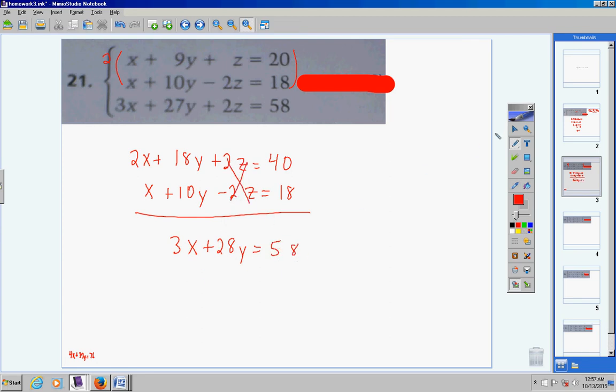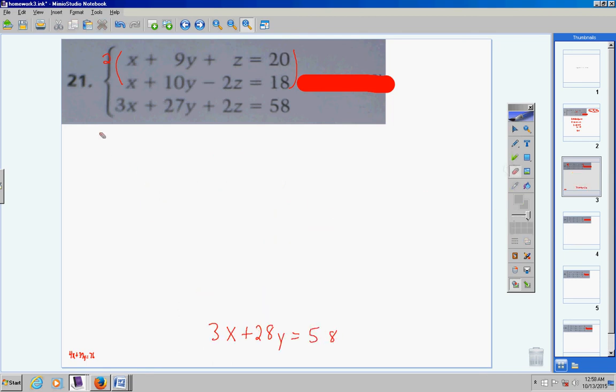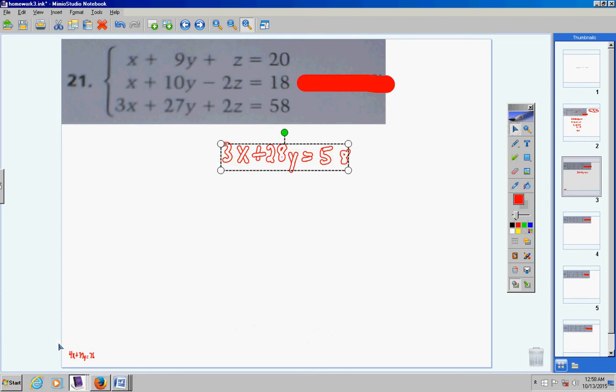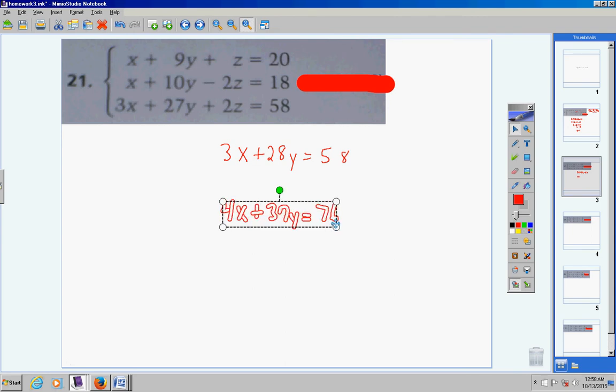These cancel. Okay, so I'm looking really good, guys. I've got 2 equations now that have the same 2 variables, okay? And here they are. Here's the first one right here. And here's the second one right here. Now, I think it'd be easiest to eliminate my x's.